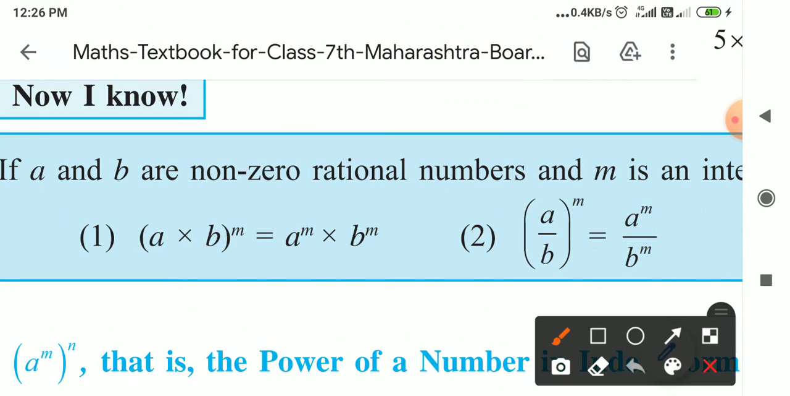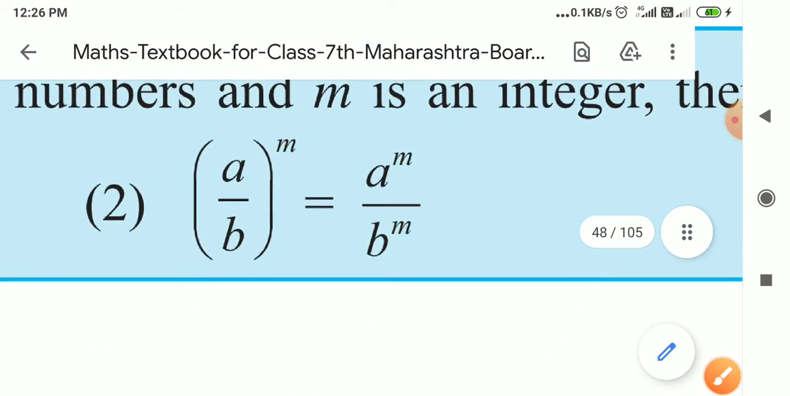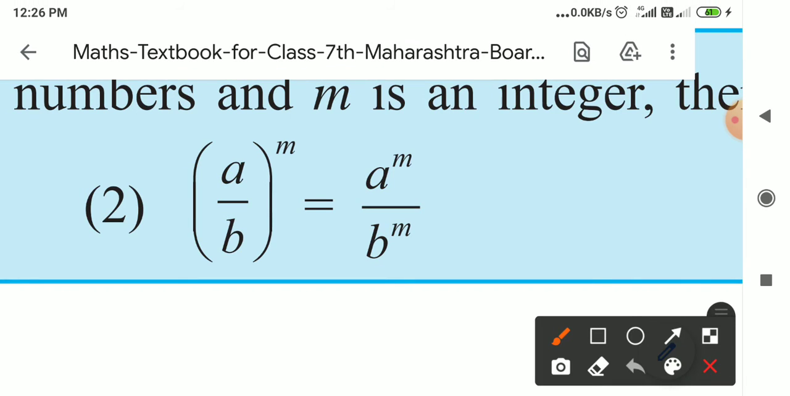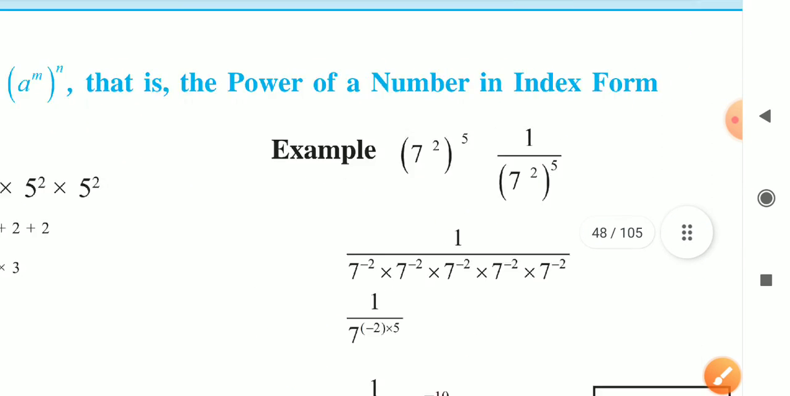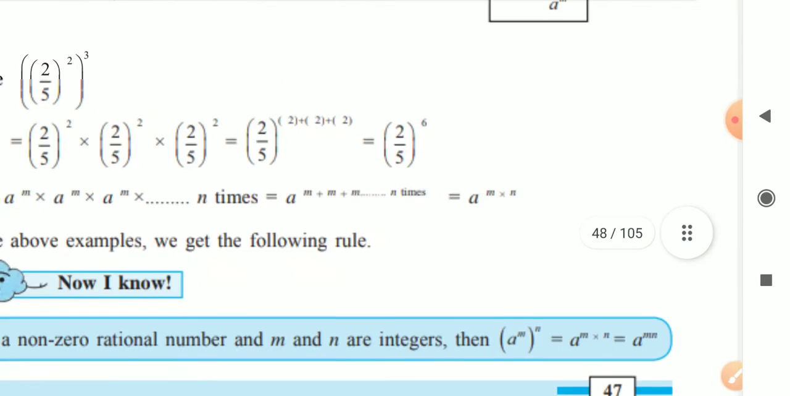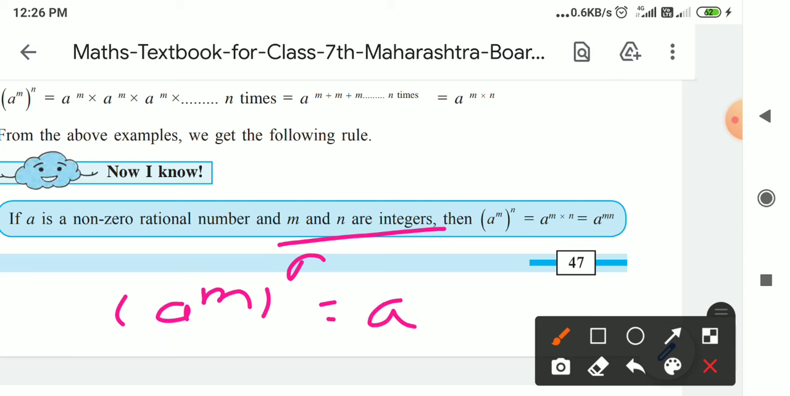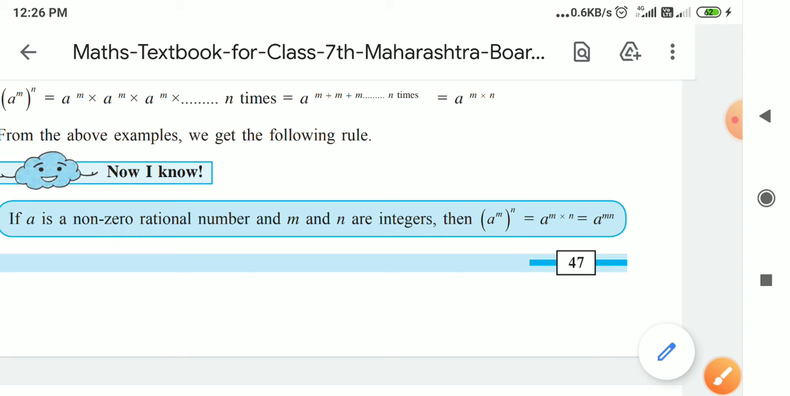A into B raised to m means only A raised to m into B raised to m. A upon B raised to m means A raised to m upon B raised to m. And the third rule is A raised to m raised to n is equal to A raised to m into n. That is the third rule. If A is a non-zero rational number, and m and n are integers, then A raised to m raised to n means only A raised to m into n, A raised to mn. That is the third rule we understand today.